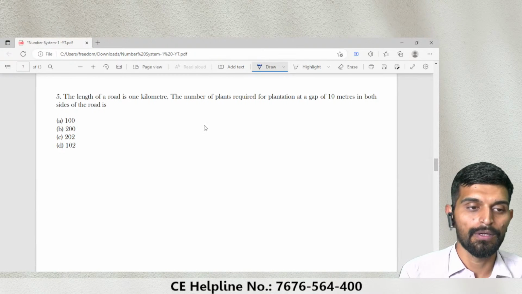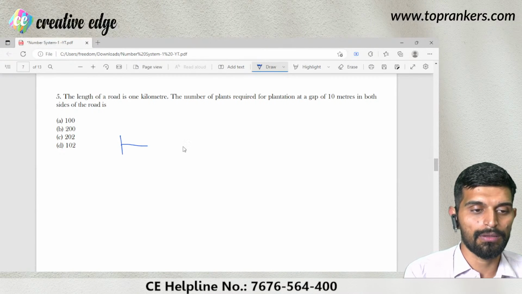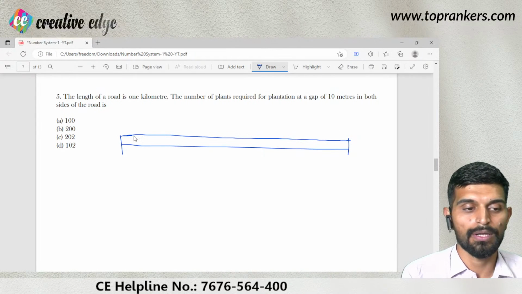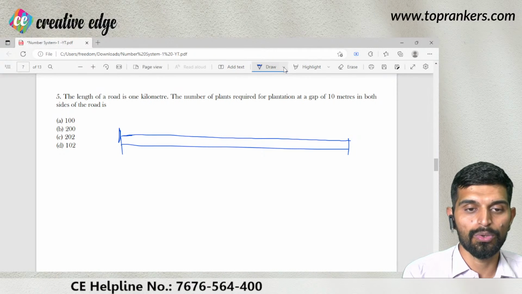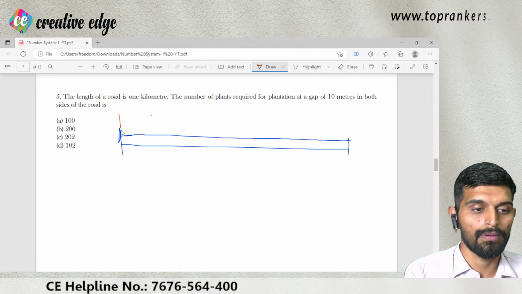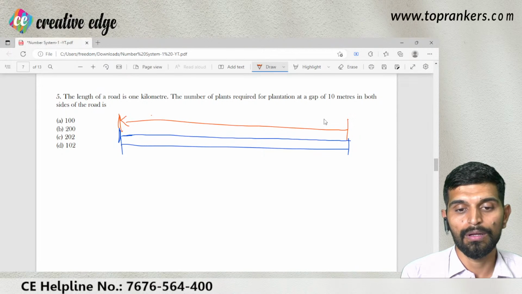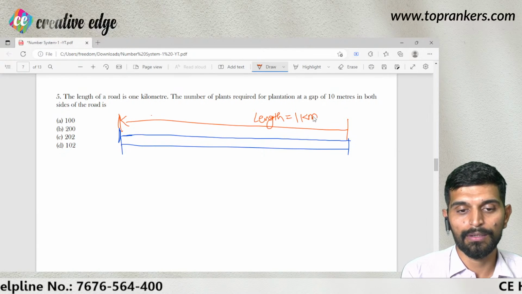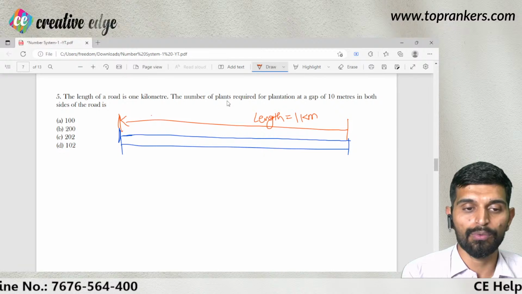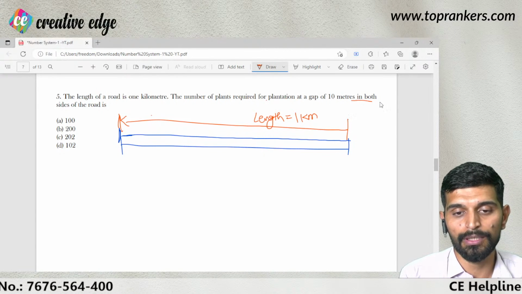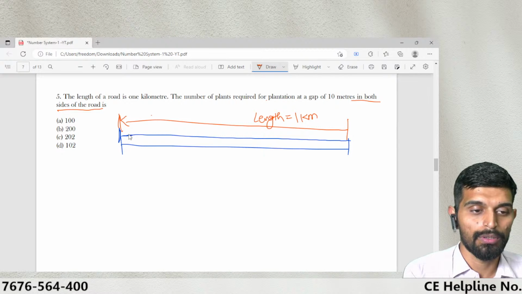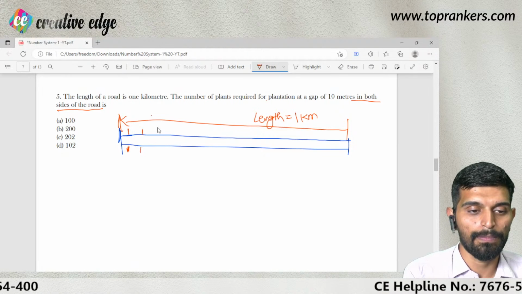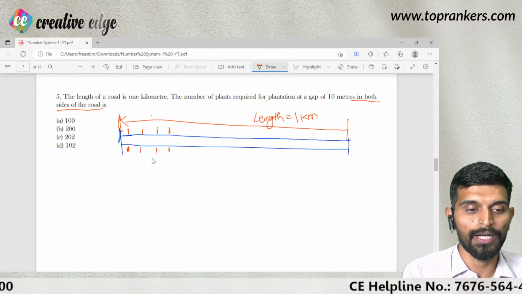Next we have, the length of a road is 1 kilometer. Say this is the road. So the length of this road is 1 kilometer. This length is equal to 1 kilometer. Right. The number of plants required for plantation at a gap of 10 meters on both sides of the road. Say this is side 1, this is side 2. Every 10 meters we are planting plants, so number of plants required?